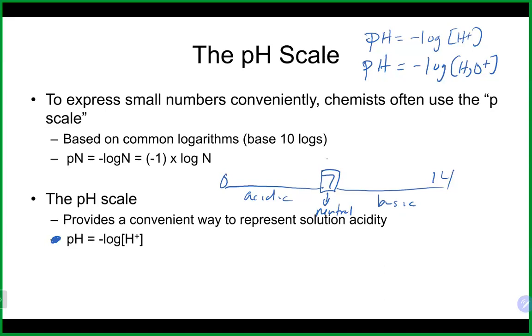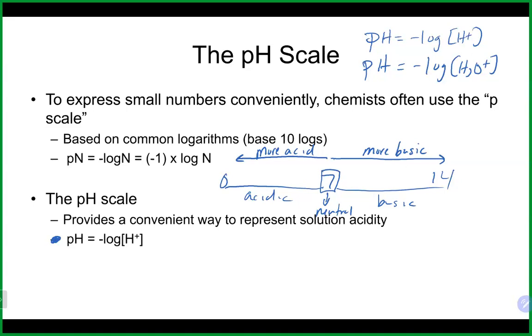7 is sort of your center point. As you go below 7, you become more acidic. As you go above 7, you become more basic. And you should always use the pH probably to determine whether or not a solution is acidic, basic, or neutral, because that is usually the scale most people have in their head.